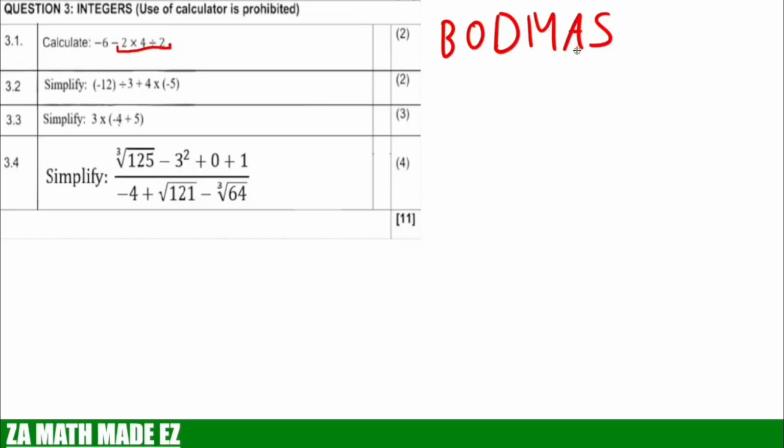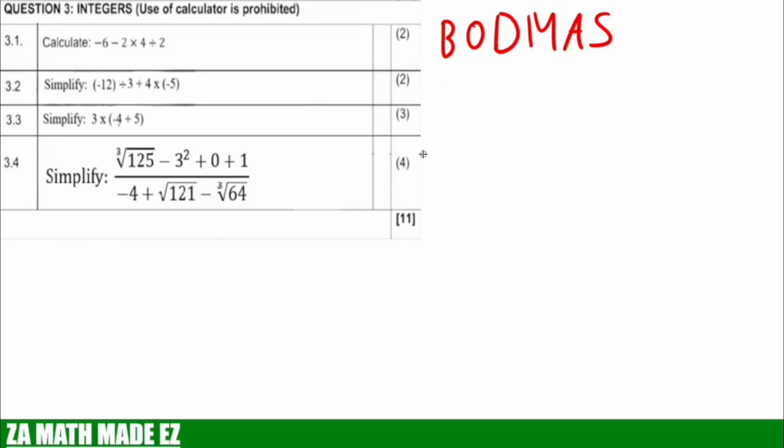So what do we do first? Division. So that becomes minus 6 minus 2 times 2. Then we must do the multiplication, so it's minus 6 minus 2 times 2 is equal to 4, so it's minus 6 minus 4, and minus 6 minus 4 is equal to minus 10. Okay, that's your final answer. Very simple.